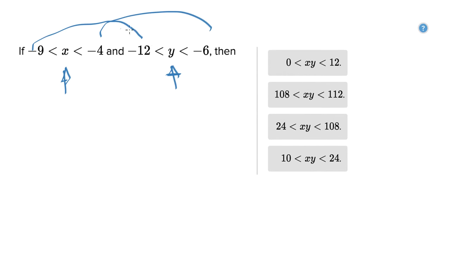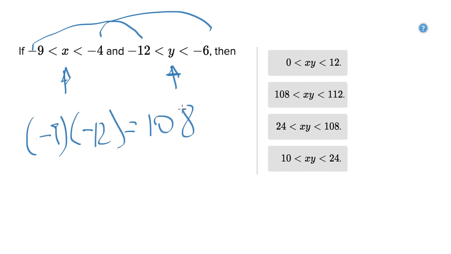In fact, if you multiply -9 and -12, we're just going to go ahead and write that here, you're going to get 108. And if you multiply -4 and -6, this is the same as 4 times 6 without the negative, it's just going to be 24.